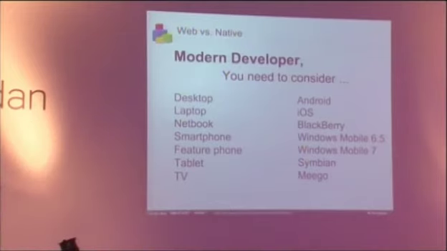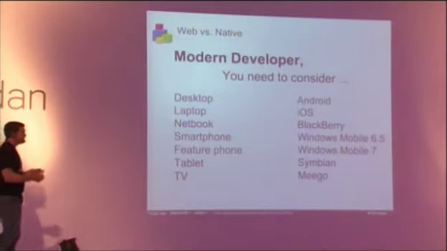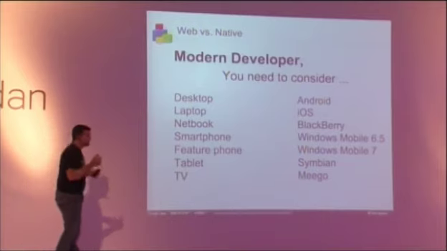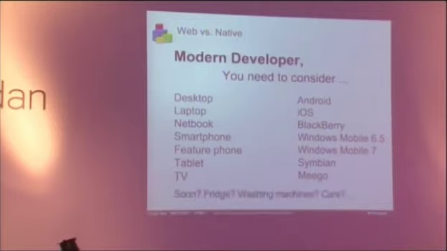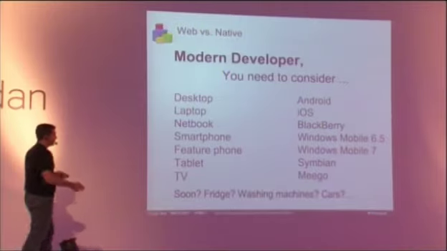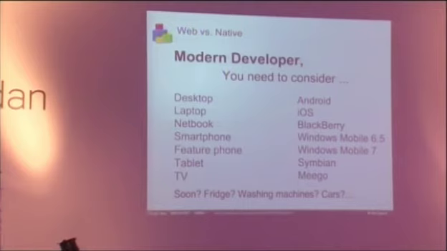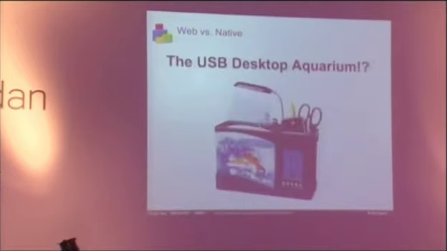So basically, you develop for iOS and Android, you touch only 10%. Then you have to develop for Windows Mobile if you want to get an extra percent. J2ME, then BlackBerry, then it takes forever. And soon it's going to be crazy. You're going to have fridges with an OS, washing machines, cars, etc. Do you want to develop for the USB desktop aquarium?